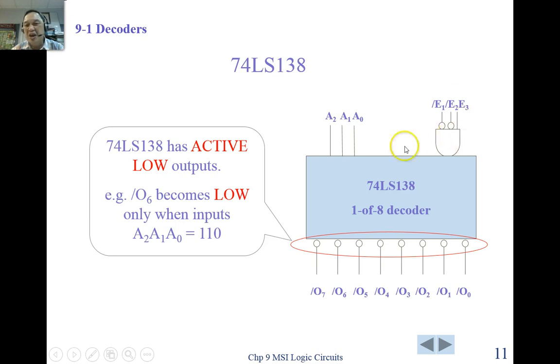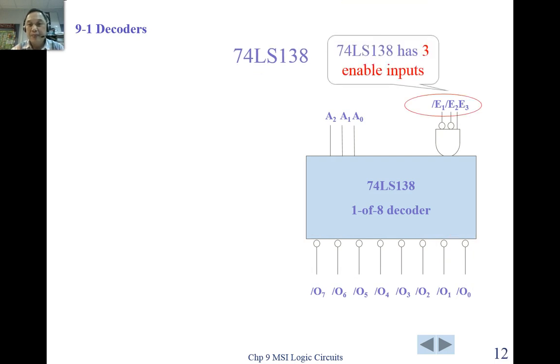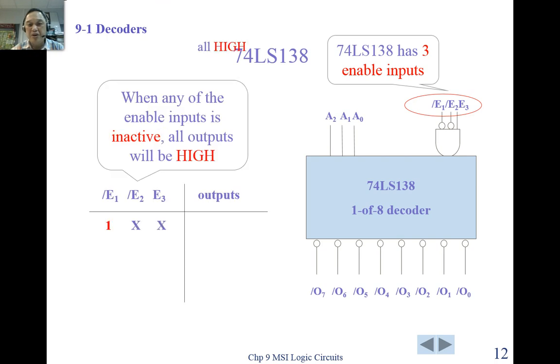When this is disabled, all the outputs will be 1. Okay, nothing will be enabled. As simple as that. So they have 3 different enable inputs. So this is what they're talking about.